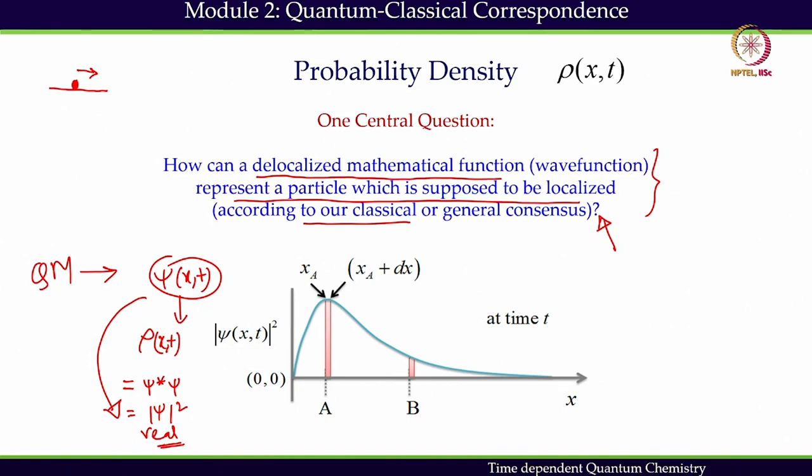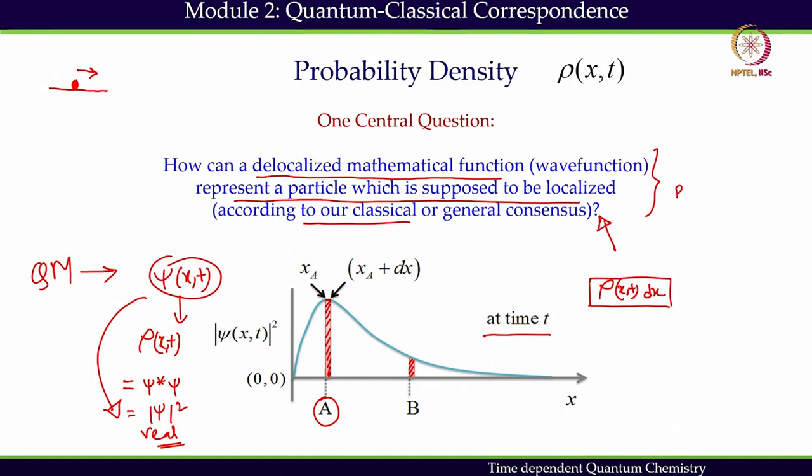In this figure, a typical example of a probability density distribution of a particle at a given time t is presented, and the way we interpret this probability distribution graph is the following. This rho x t at a particular time t dx represents the area under the curve for the dx interval. So, for example, here I have this distribution function for this interval, and this is the area associated at a particular time at a particular position A. And at position B, this is the area I represent, and the probability of finding the particle.